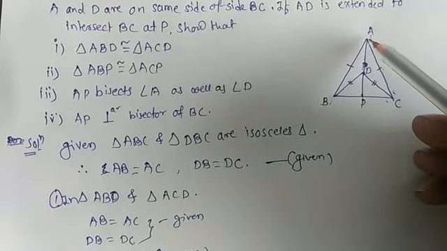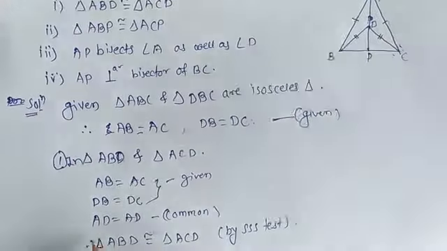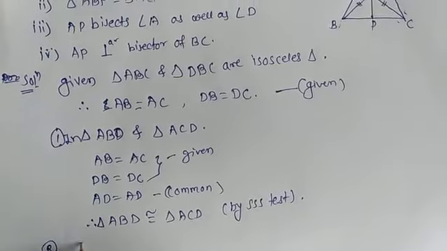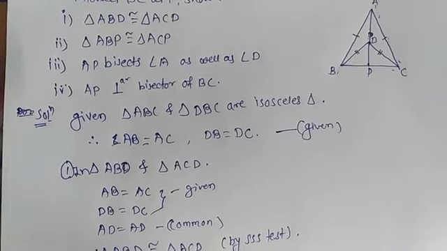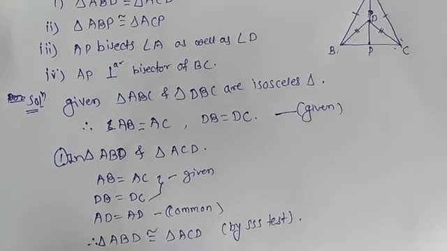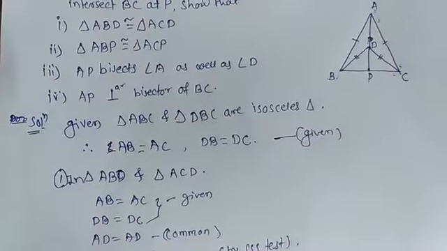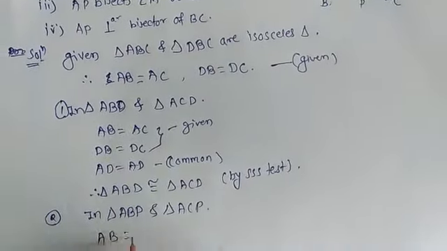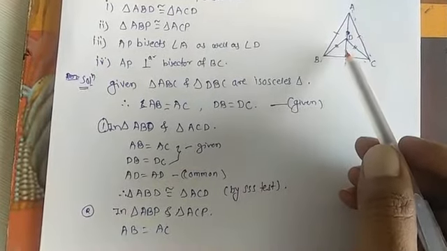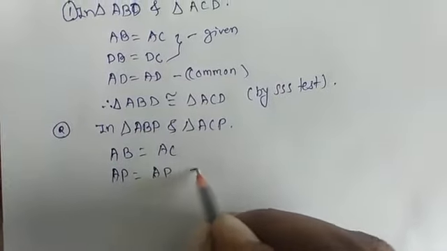Next, in the second part, we have to prove that ABP is congruent to ACP. Now, in triangle ABP and triangle ACP, you can see that AB is equal to AC, which is given. Next, AP is a common side, so AP is equal to AP.